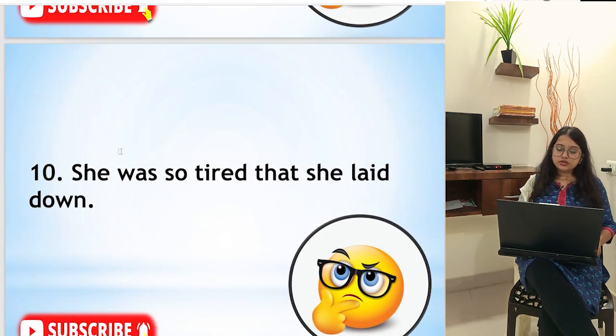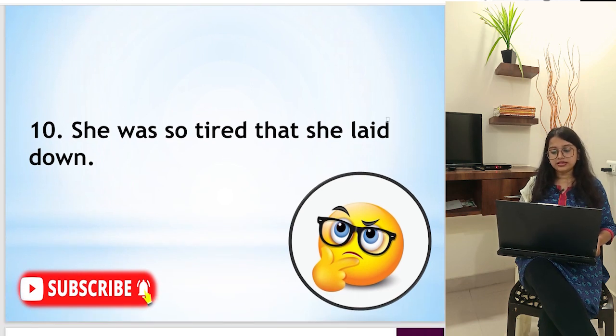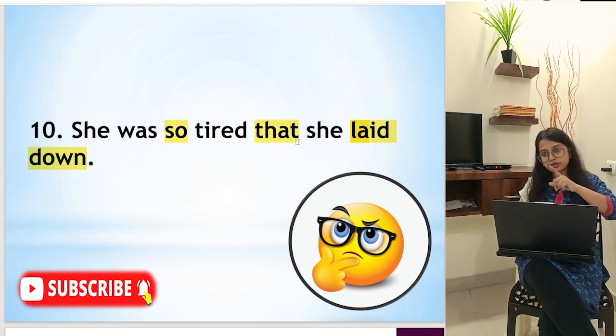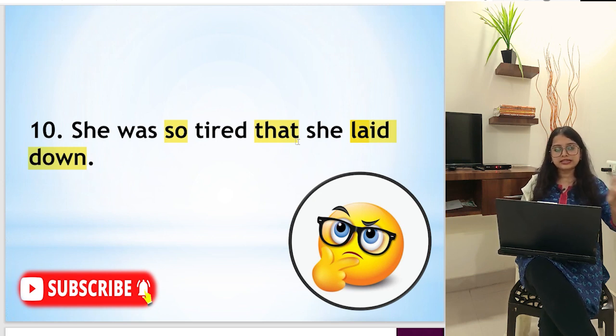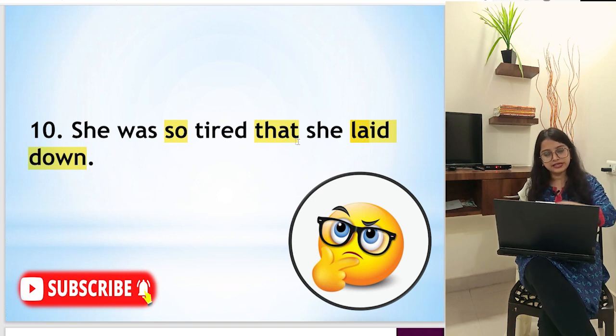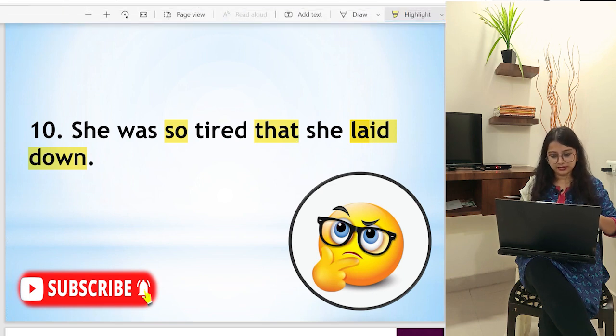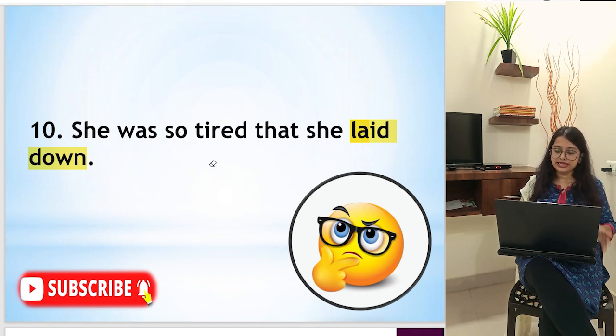Number 10, she was so tired that she laid down. Here, to be very particular, laid down is a completely incorrect word. Lay down. She was so tired that she lay down. There can be two mistakes, sometimes so and that is also a mistake. Sometimes we do not put so in one place and that in the other place. Both of them should come together in a sentence. She was so tired that she couldn't walk. She was so sad that she couldn't speak. So and that should come together. But here both of them are correct. So it is not a mistake. The mistake is laid down. It should be lay. She was so tired that she lay down.